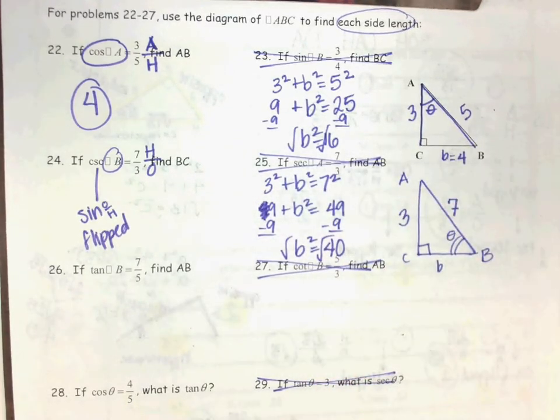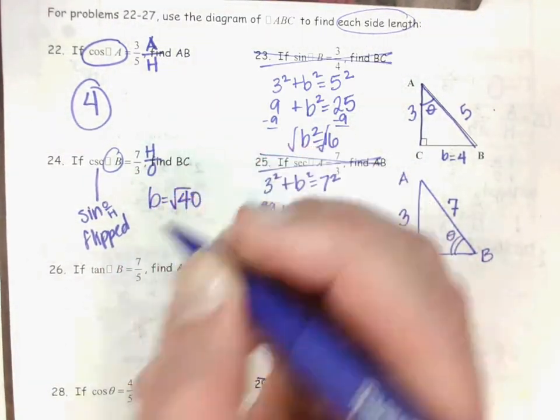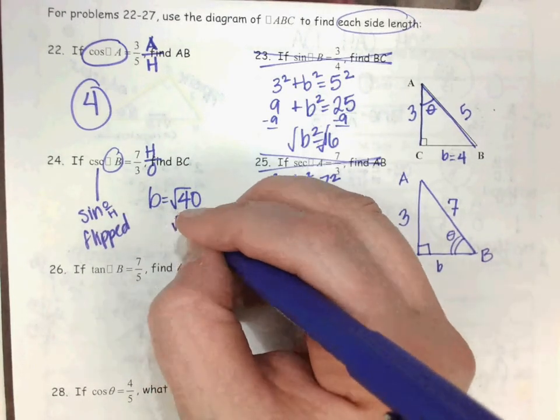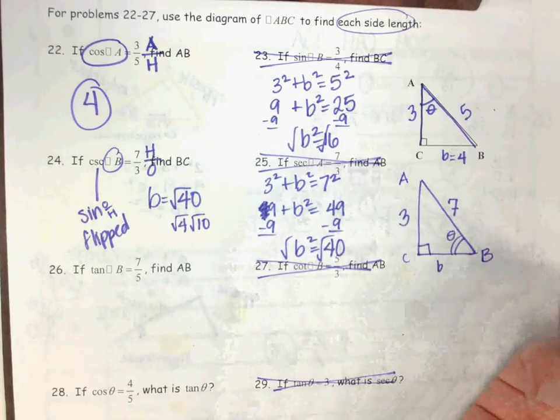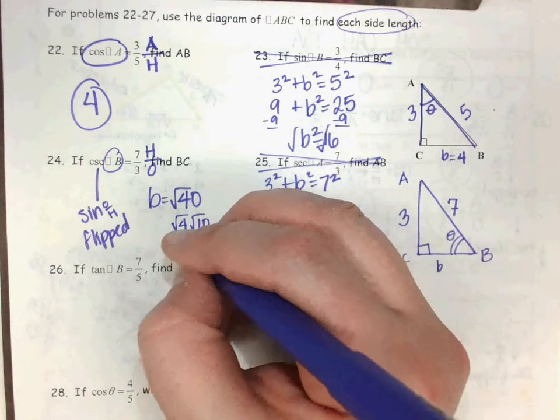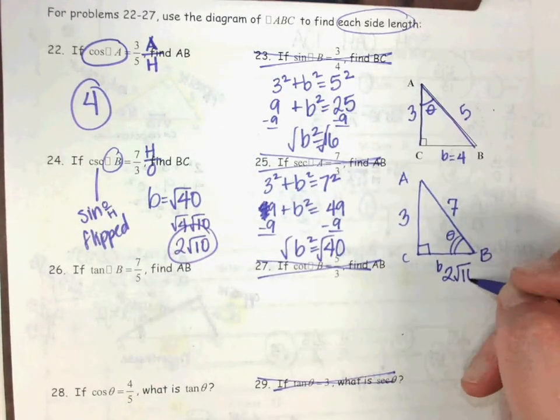Now question, can I write that my answer is root 40? No, that has a perfect square in it, and that's where you'll want to have your list out. What perfect square can 40 divide by? 4. 4 times what? 4 times 10. Very good. And then the root of 4 is perfect. Square root of 4 is 2, so it's 2 root 10. That'd be this side right here.